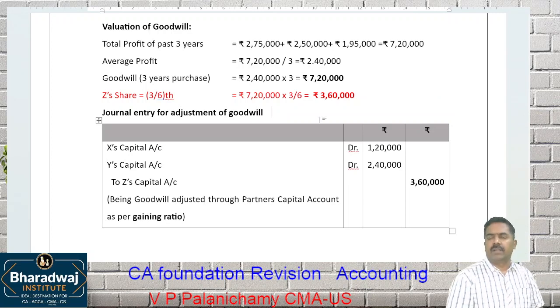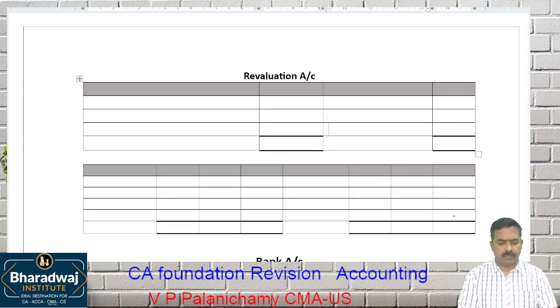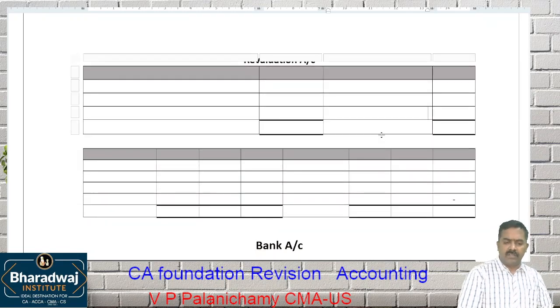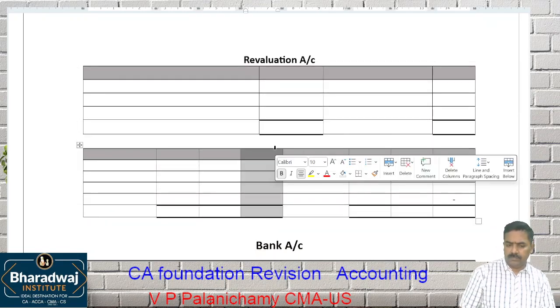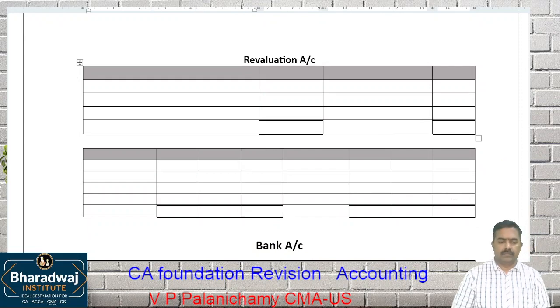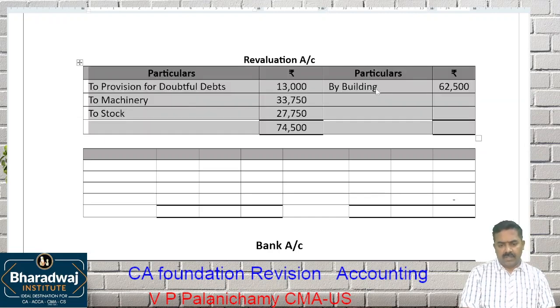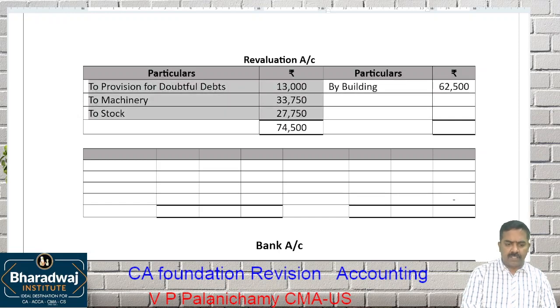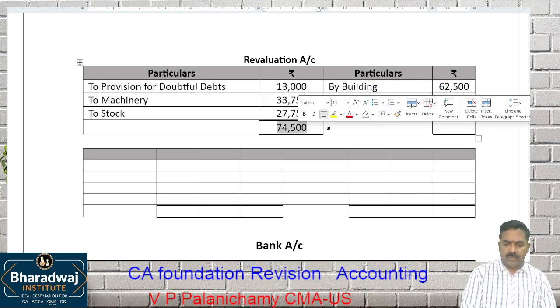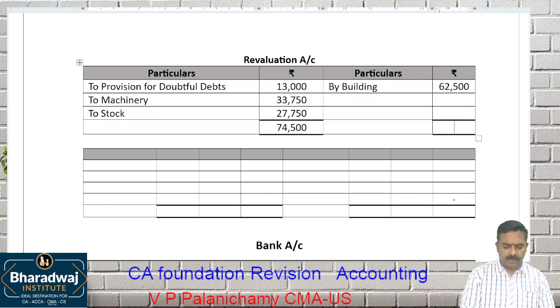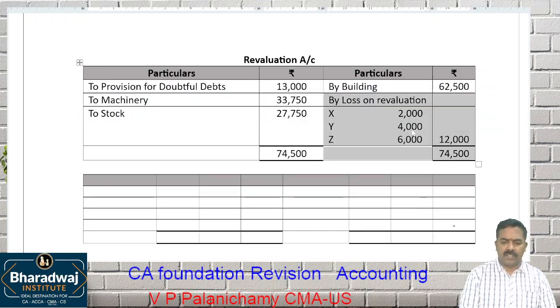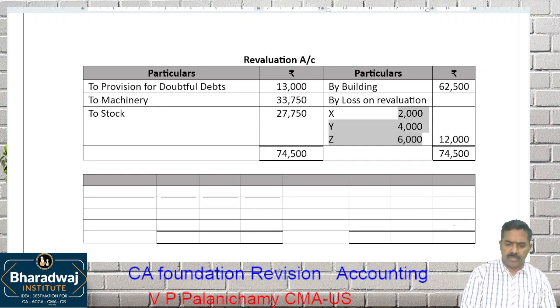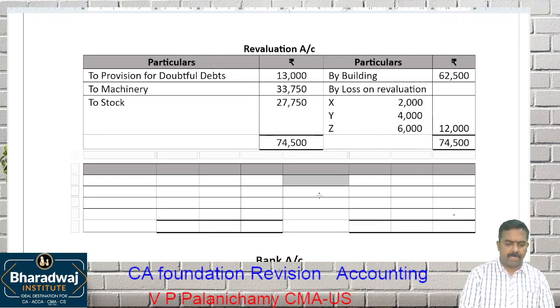Try to prepare a revaluation account next. Try to work out a revaluation account. Revaluation profit or loss? Building is the only gain. The bad debts, machinery written off, stock written off. 74,500 minus 62,500. What is the loss? Transfer to old partners in old ratio, 1:2:3. Then try to prepare the capital account.